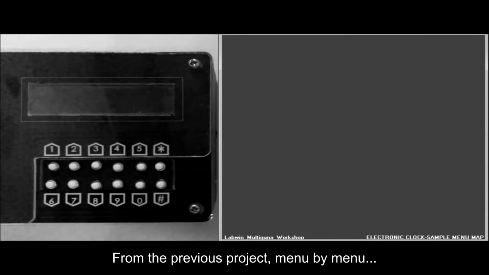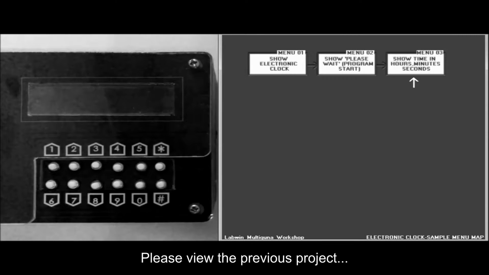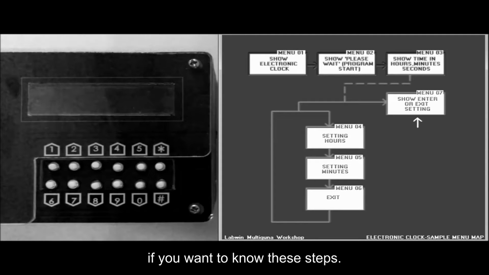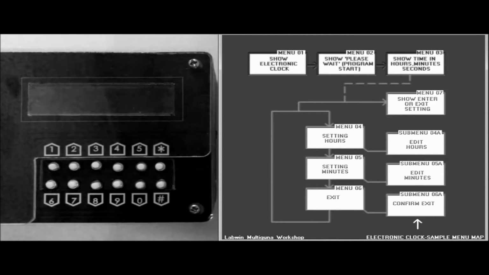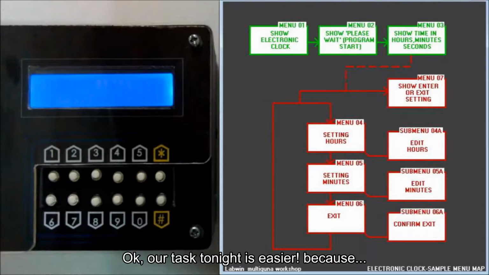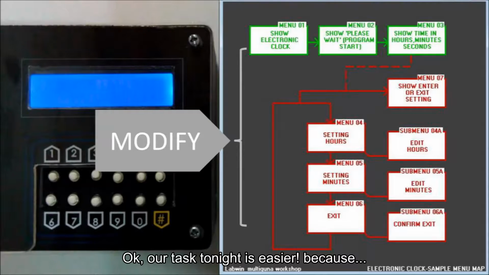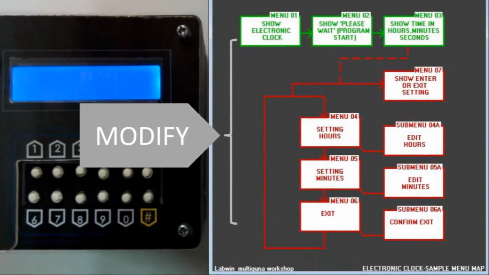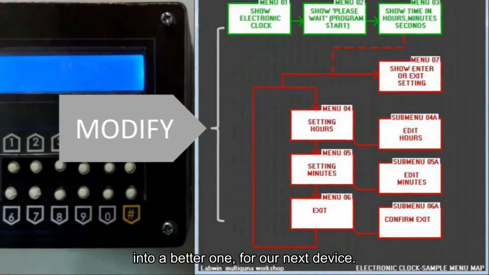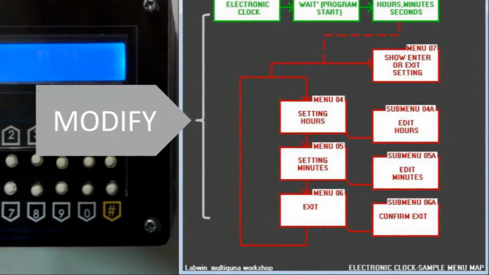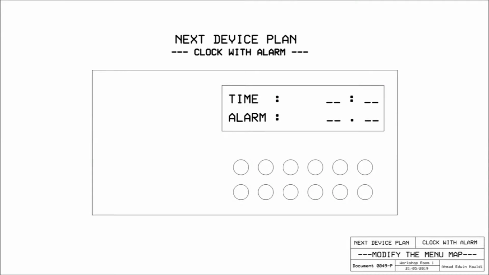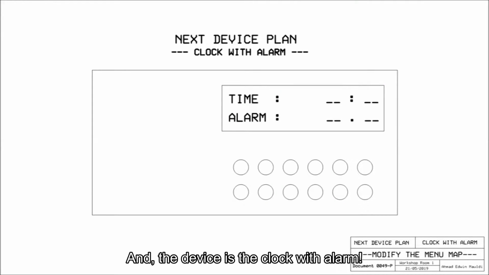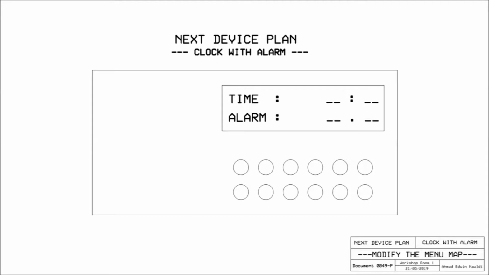From the previous project, menu by menu, we have drawn 10 menus in total. Please view the previous project if you want to know these steps. Okay, our task tonight is easier, because we just modify this recent menu map into a better one for our next device. And the device is the clock with alarm.